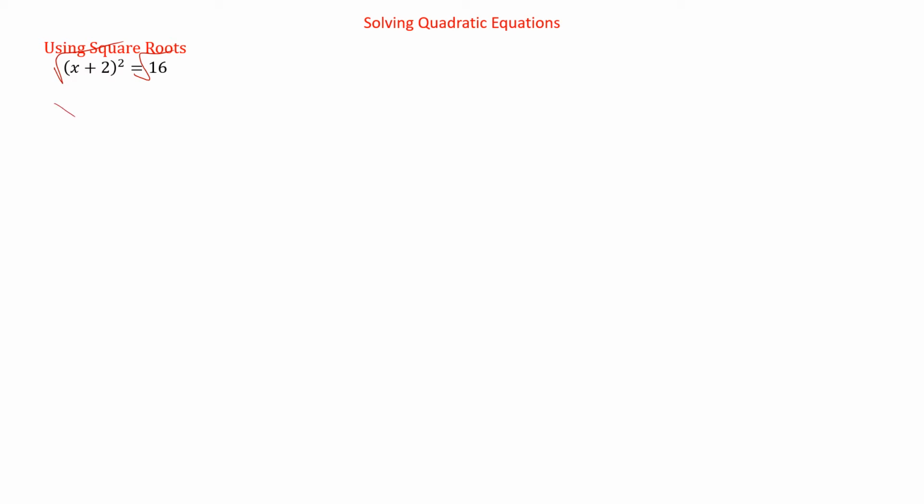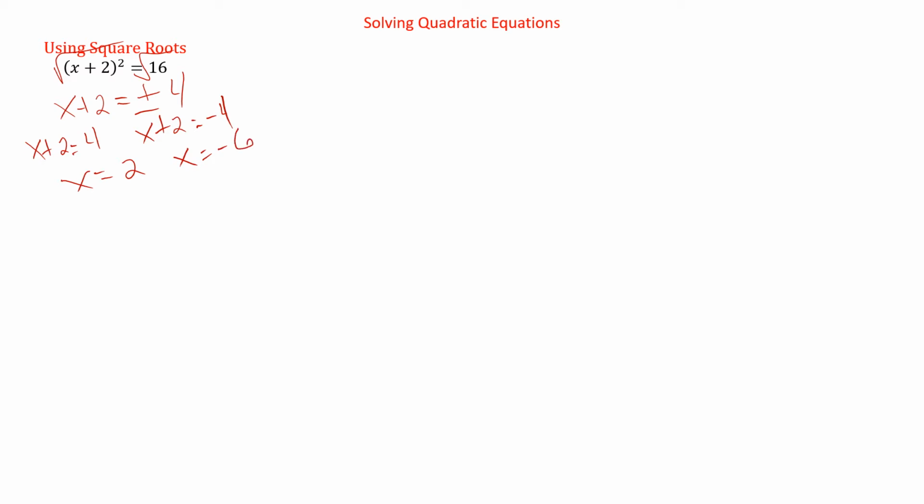When we do that, we now have x plus 2 equals plus or minus 4. Because when we square root both sides, we could have a positive or we could have the negative, because both of them square to get that positive 16. And so then we just split it into two. We have x plus 2 equals 4, x plus 2 equals negative 4. And we solve each of those. Subtract 2, x equals 2, subtract 2, x equals negative 6.